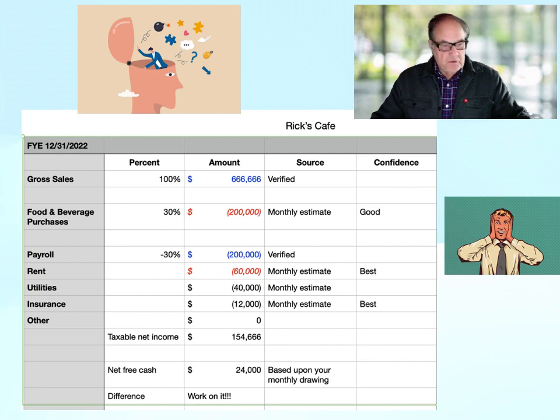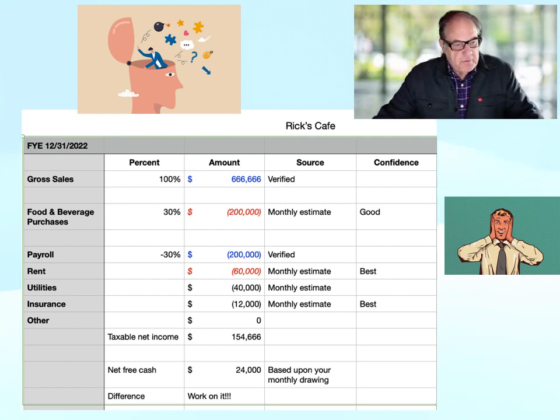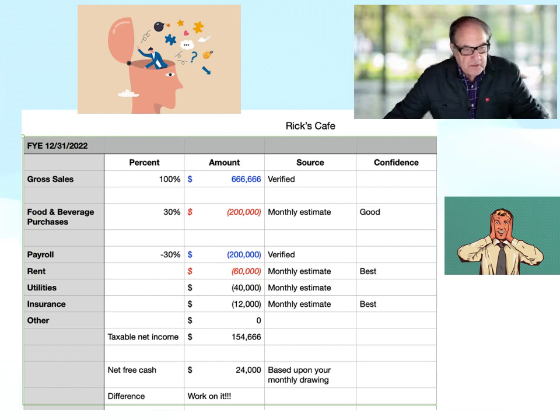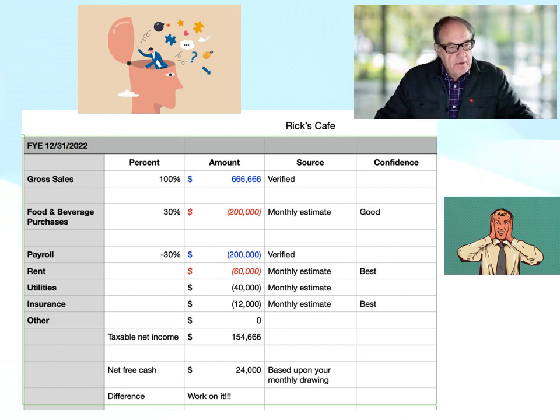What about the rest of the expenses? Well, let's say rent. You know what your rent was. That's your monthly estimate multiplied by 12. What kind of confidence do you have in that? It's not bad. Utilities, you probably know how much you were paying each month for water, gas, heat, and everything. You put that number in. Insurance, you probably know that number. These are all your best estimates here. And food and beverage purchases, that's generally about 1/3 of your sales. You'll probably have a good idea just as to how much that really was each month.